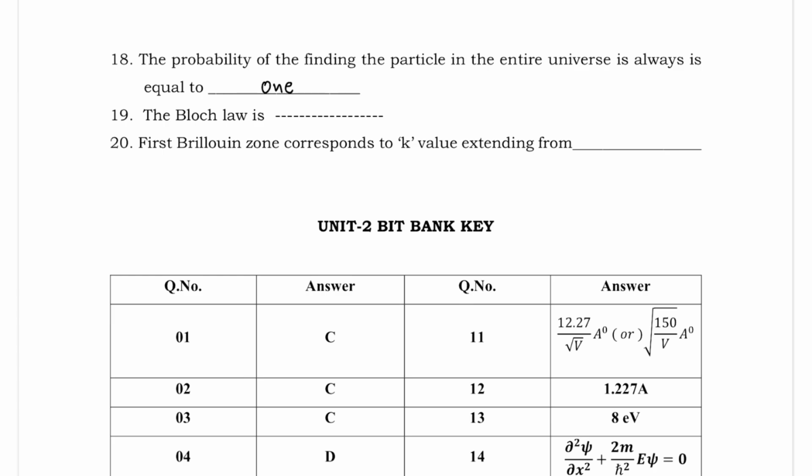What is Bloch law? Bloch law, remember: psi of x is equal to e to power of ikx into u of x. First Brillouin zone corresponds to k values extended from minus pi by a to plus pi by a. Okay? Thank you.